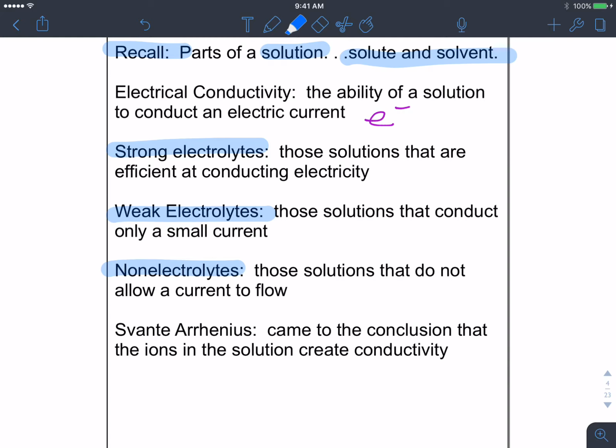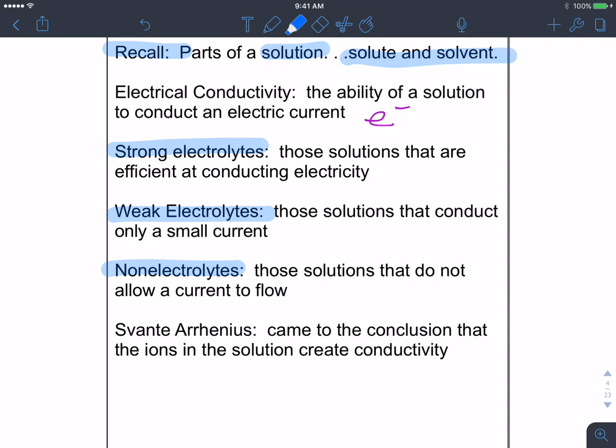There are also things called non-electrolytes. Sugar would be a good example. But remember, it's because sugar, when it dissolves, is not actually broken into ions. It's just individual sugar molecules. So they cannot make electrons flow across them because they're not ions. They don't have electrons to donate or receive. So non-electrolytes do not allow a current to flow.